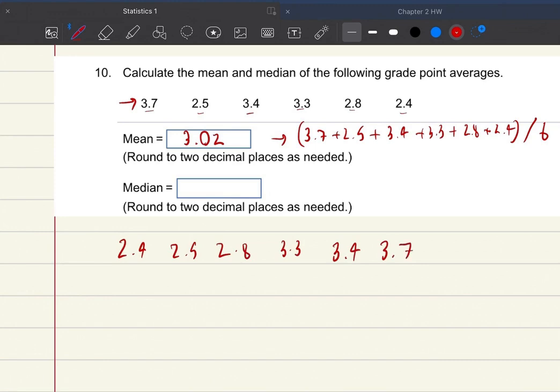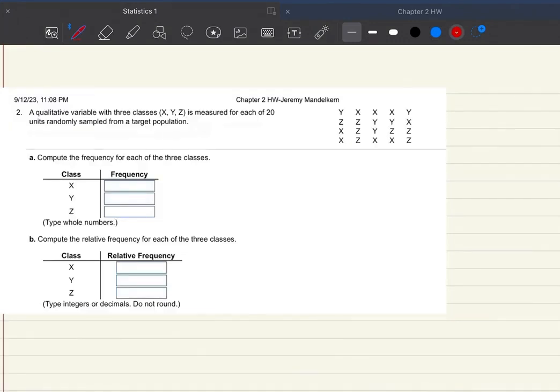So the middle numbers we have are 2.8 and 3.3. 2.8 plus 3.3 divided by 2 will equal 6.1 divided by 2, which is 3.05. So the answer for the median is 3.05. Okay, let's move to the next one.